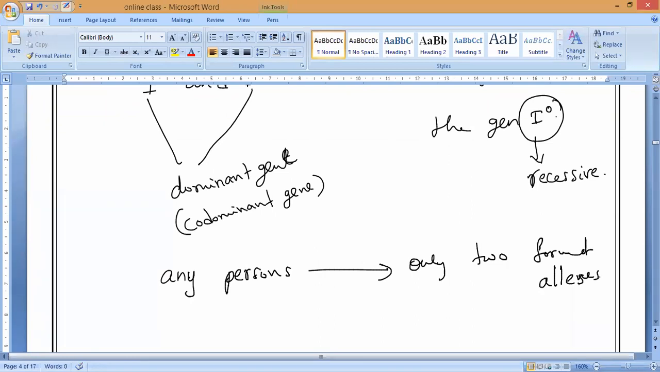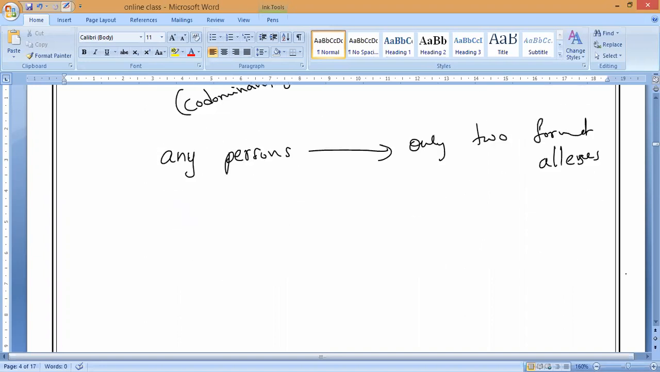So a person may have I^A I^B, or I^A I^O, or I^B I^O. So the maximum number of alleles any person has is only two. The blood group of a person depends on which two forms of the genes he possesses. So now can anybody say what the possibilities of the two genes present in any parent are? What is the genotype of the present blood group?